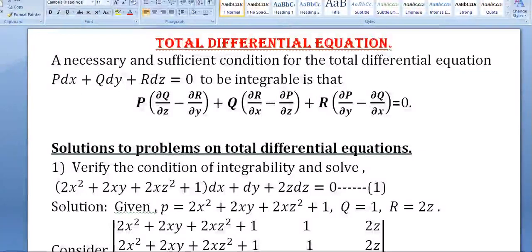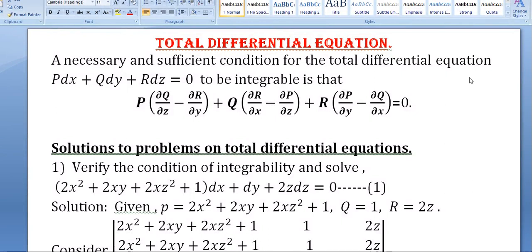In this video, I am going to explain to you how to solve a total differential equation both manually as well as through Maxima. So let us take a total differential equation. First we'll see what is the condition for an equation to be integrable.